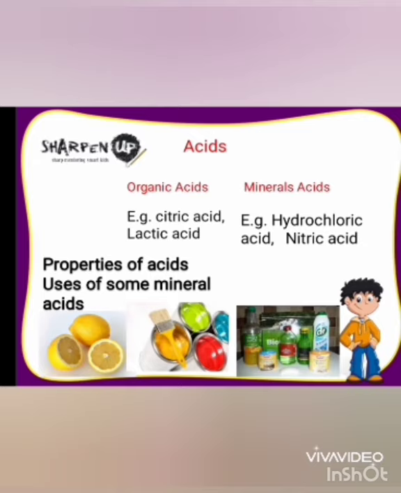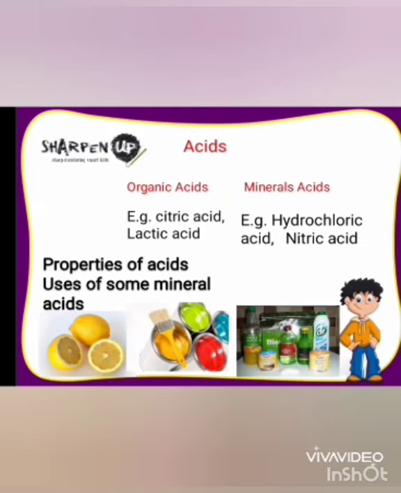Now, uses of some mineral acids. First one is hydrochloric acid. It is used for cleaning sanitary ware. It is used in the purification of common salt. Now, next one is sulfuric acid. It is called the king of chemicals as it is an important industrial chemical. It is used in car batteries.